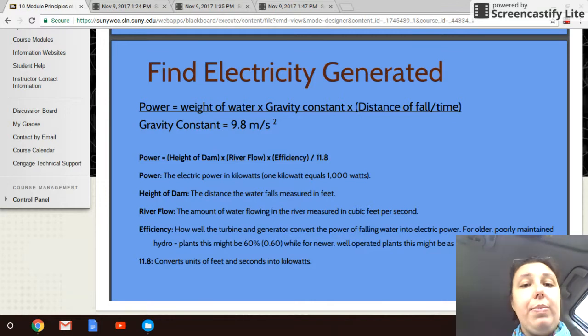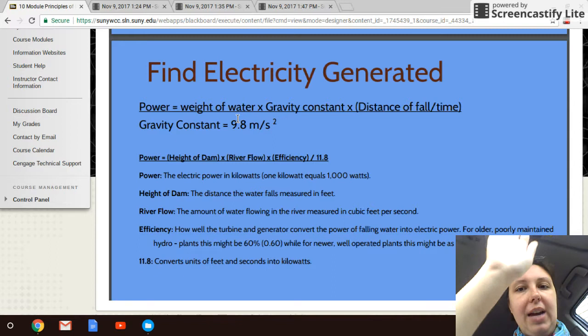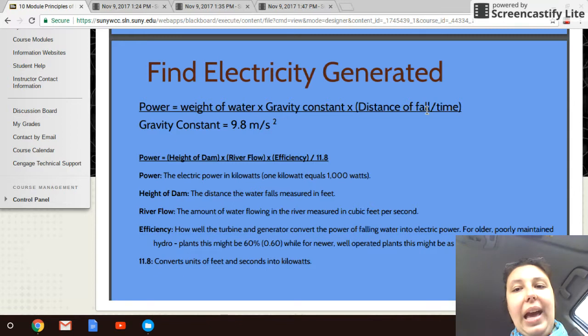The power would be equal to your gravity constant times your weight of water. So how much water am I holding back behind my gate? And then my distance and rate of fall. So how quickly will it fall down? Or another way to take it is the height of the dam times the river flow, so once again, rate of flow, times efficiency, and divide the whole thing by 11.8. So you have two ways that you can determine power: via electrical grid generation, and the second one takes into account efficiency right off the bat.